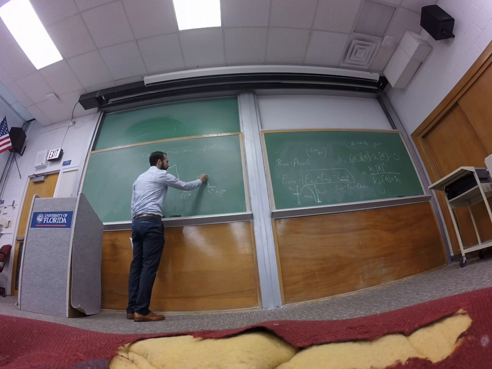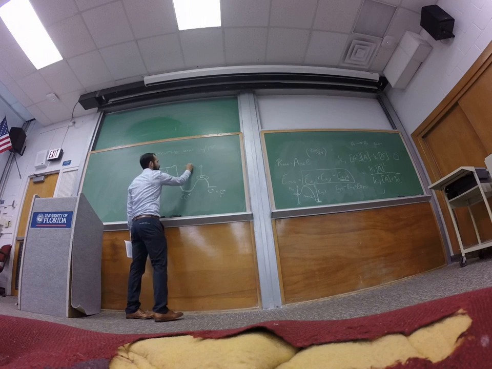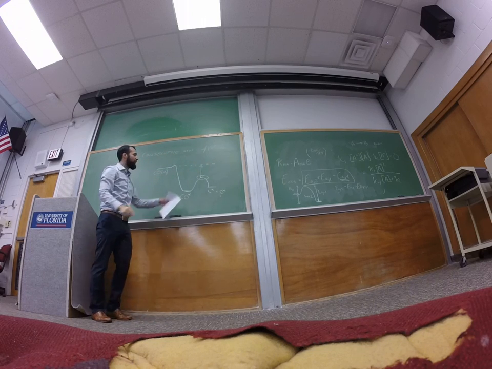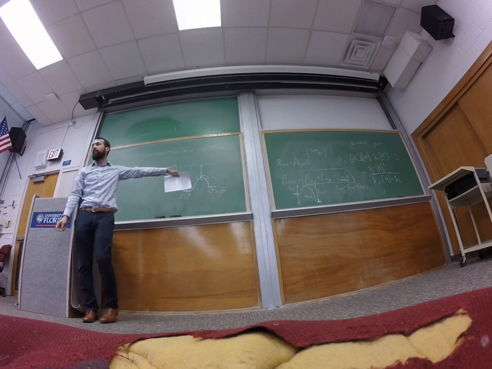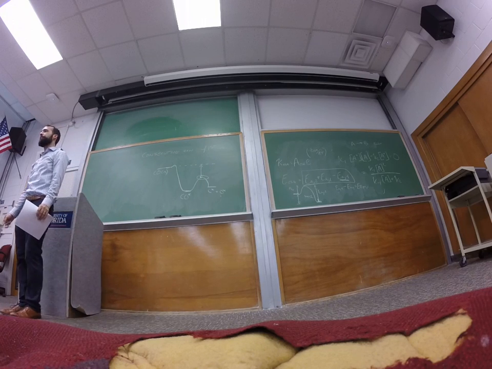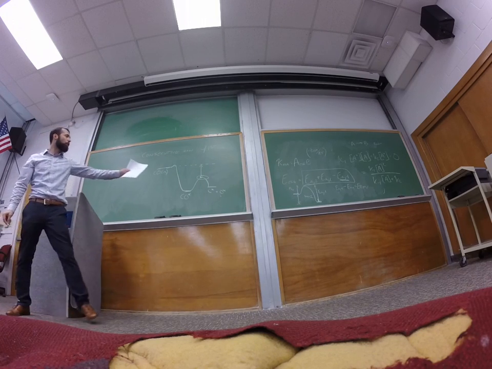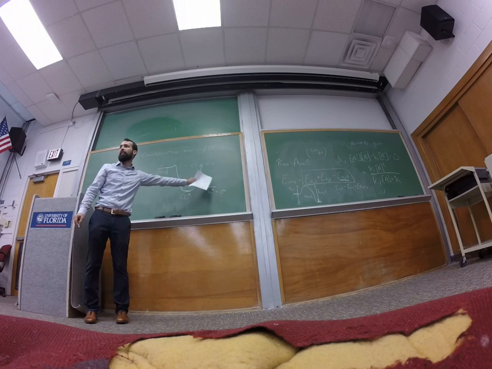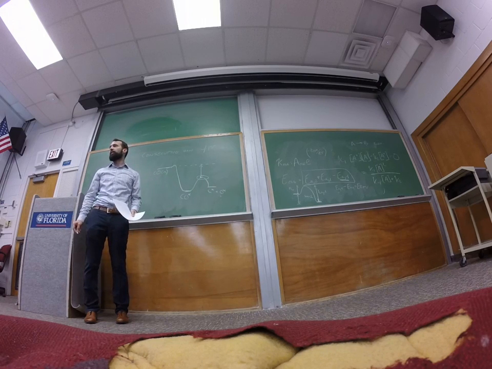The effective barrier is the difference between these two points, the gas phase and the transition state. It's a negative number in this case. That's because it adsorbs so strongly that this effective barrier is now negative. Okay?